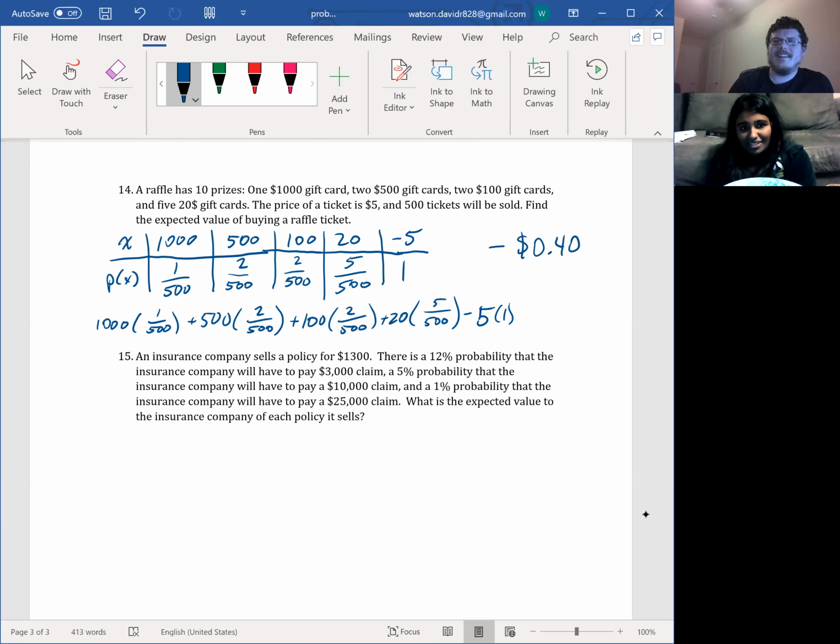Oh, it's my turn, isn't it? It is your turn. All right. So we're talking about an insurance company. When they sell a policy, they're making money. So they're making $1,300 for every single policy they sell.